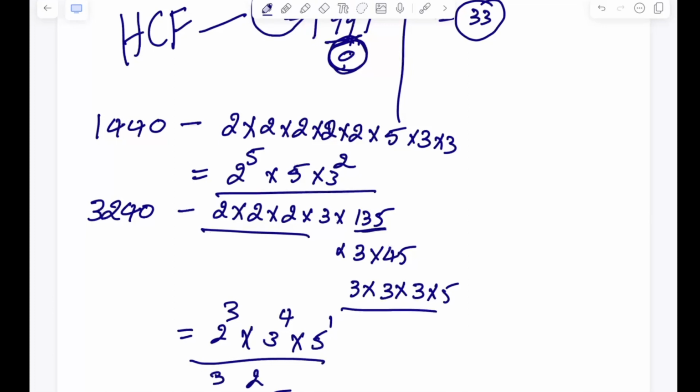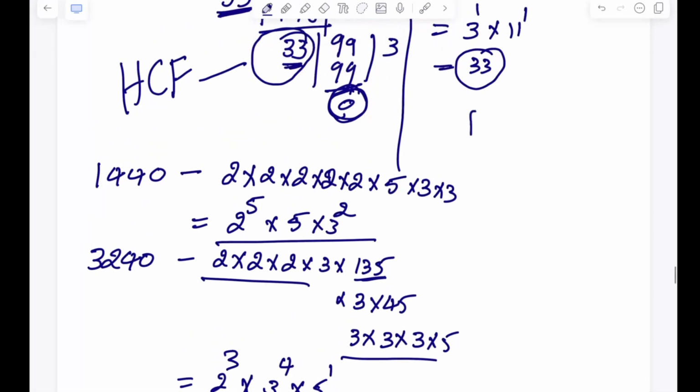2 cube, 3 square and 5. So 2 cube is 8, 3 square is 9, 5. 8 times 5 is 40. We have to multiply each one of them. So 2 cube is 8, 3 square is 9, 5. 8 times 5 is 40, 40 times 9 is 360. 360 will be the HCF.